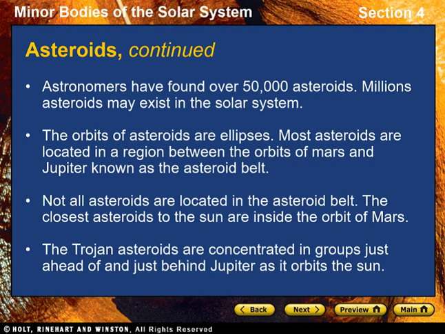The closest asteroids to the Sun are inside the orbit of Mars, about 224 million kilometers from the Sun. The Trojan asteroids are concentrated in groups just ahead of and just behind Jupiter as it orbits the Sun. In fact, the Trojan asteroids almost share Jupiter's orbit. These asteroids are named for the Trojan and Greek warriors of the famous Trojan War of Greek mythology. Asteroids also exist beyond Jupiter's orbit.